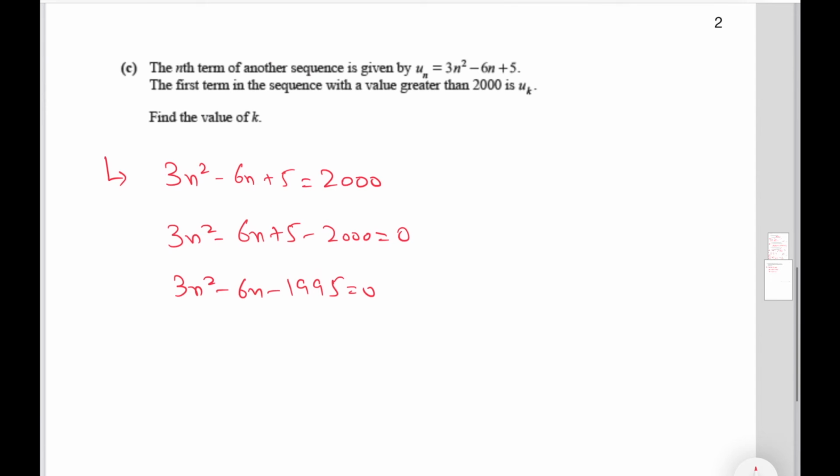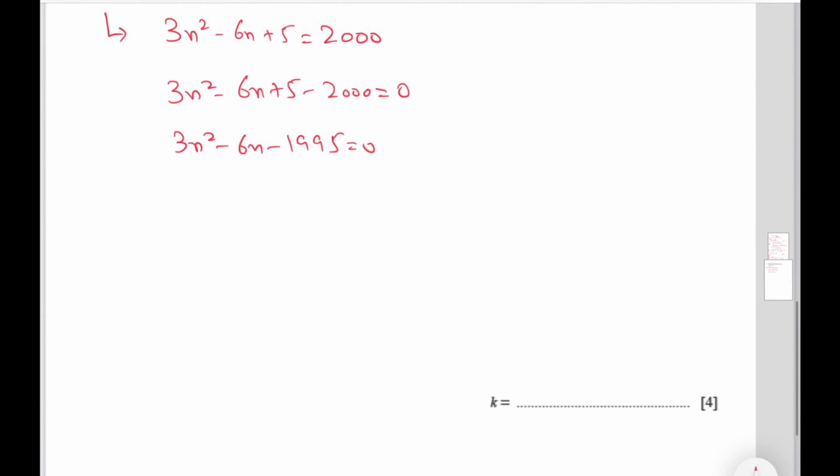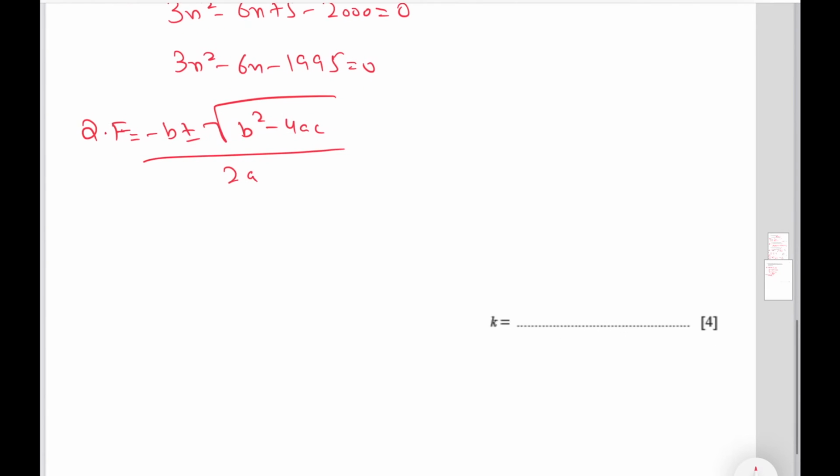Now since the question says find the value of k, the easiest way to find the value of k is going to be by using the quadratic formula, which is negative b plus minus under root b squared minus 4ac, then we divide this by 2a. Let's find the values of a, b and c. A is going to be 3, b is going to be negative 6, and c is going to be negative 1995.